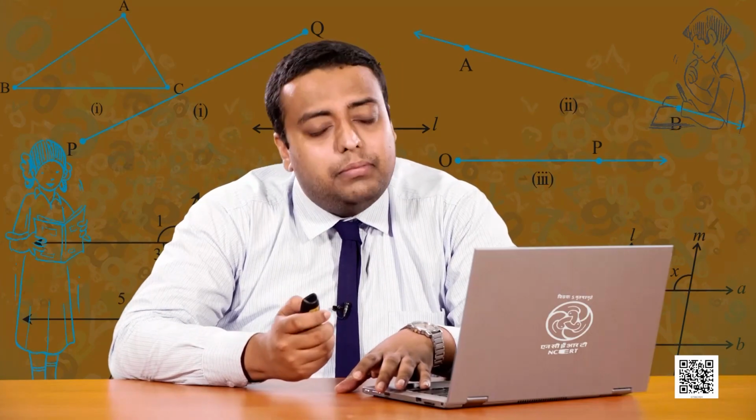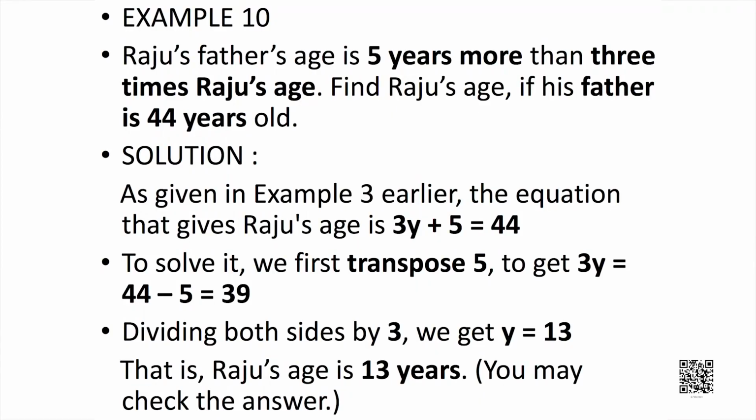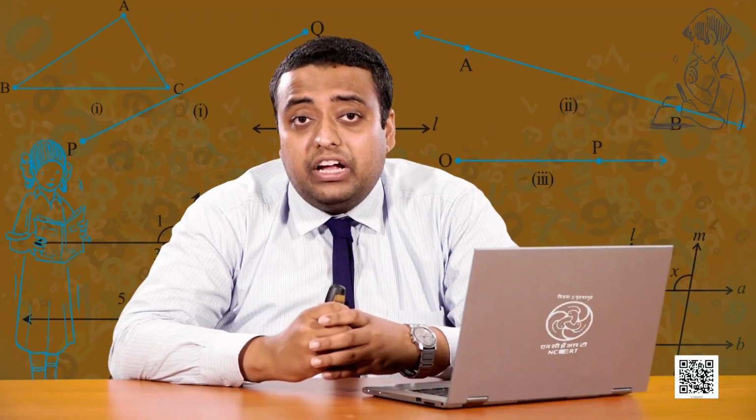Going on to example number 10. The question is, Raju's father's age is 5 years more than 3 times Raju's age. Find Raju's age if his father is 44 years old. Now, it is clear that 3y plus 5 is equal to 44. To solve it, we will transpose 5 to get 3y is equal to 44 minus 5, which is equal to 39. And then dividing both sides by 3, we get y is equal to 13. Raju's age is 13.